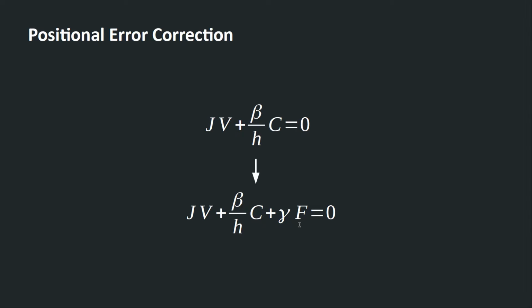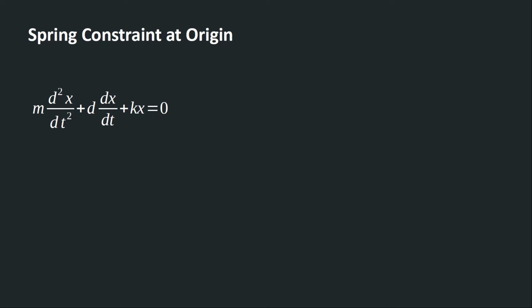So the problem becomes how to use parameters that are easier to understand and turn them into beta and gamma to put into this equation. We're going to use a simple constraint for derivation, and the results can be applied to other constraints. This constraint constrains the object to the origin using a spring.